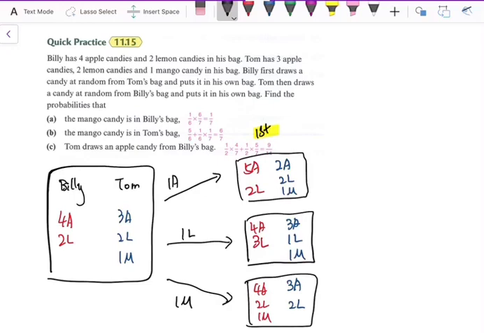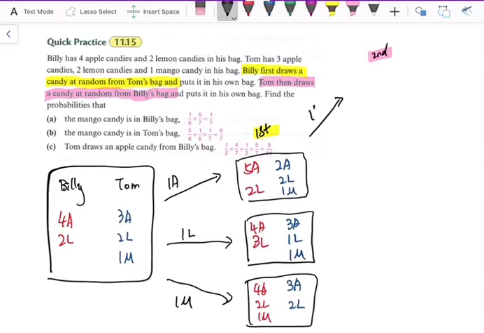The first part is Billy first draws a candy at random from Tom's bag and puts it in his own bag. Then we still have the second. Tom draws a candy at random from Billy's bag and puts it in his own bag. So the second is now Tom's choice. Tom will take the candy from Billy's.